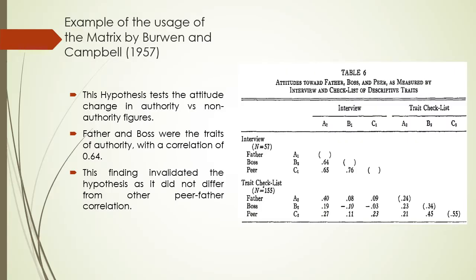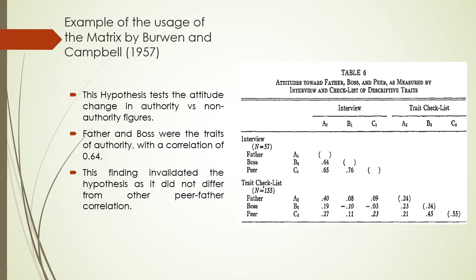So this is an example from literature. It is from Campbell and Fiske in 1957. They presented this research, and their hypothesis was to test if there's an attitude change when you are dealing with authority versus non-authority figures. So they used 2 methods, interview and trait checklist, and they have 3 traits. These traits are father, boss, and peer, and they classified father and boss as authority figures.